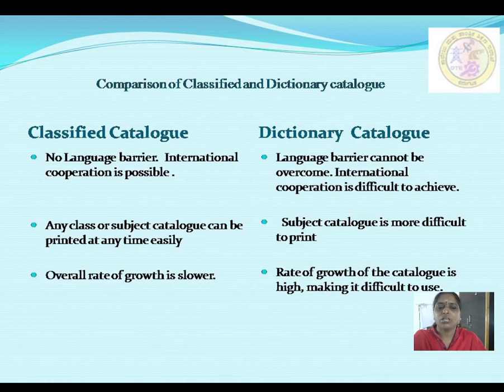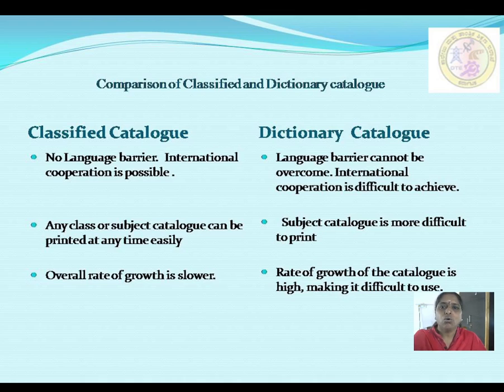But printing a subject catalog is difficult in DC, that is, the dictionary catalog. Why? Because the subject and the related entries are scattered. So finding them is time consuming work. You have to search the cards, then the related cards, you have a lot of cross references, see to the cross references, then go to the next card, and then you have to search and print the card. So printing a subject catalog is difficult work in the dictionary catalog. It is a time consuming and also a tedious job in the dictionary catalog.